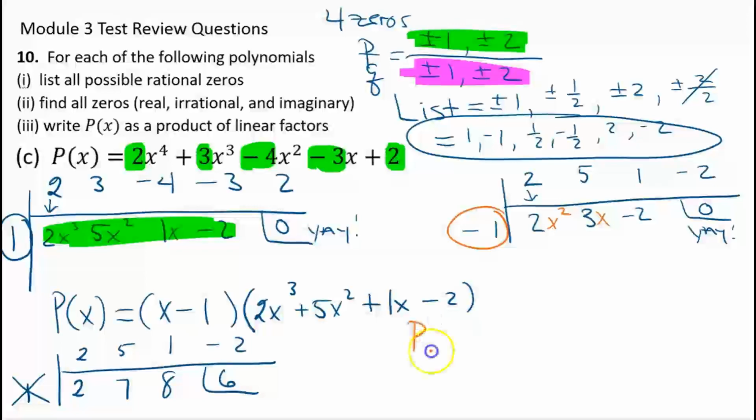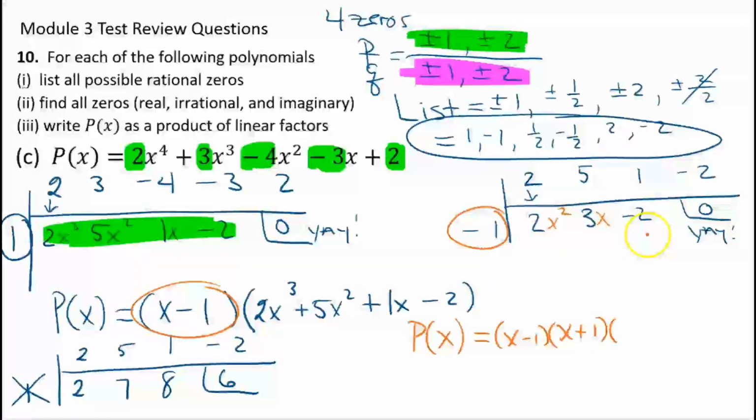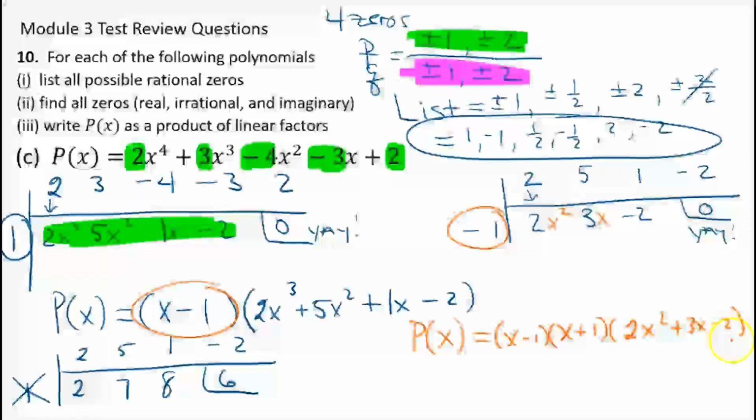So here I go, p of x is now equal to the x minus 1 that we had to start with. How about that new factor? That's the 0. The new factor is x plus 1 times 2x squared plus 3x minus 2. Now, can 2x squared plus 3x minus 2 factor? Maybe. You could try the AC method, multiplying 2 times negative 2 and finding numbers that multiply to be negative 4 and add to be 3, and there are, or you could use the quadratic formula.